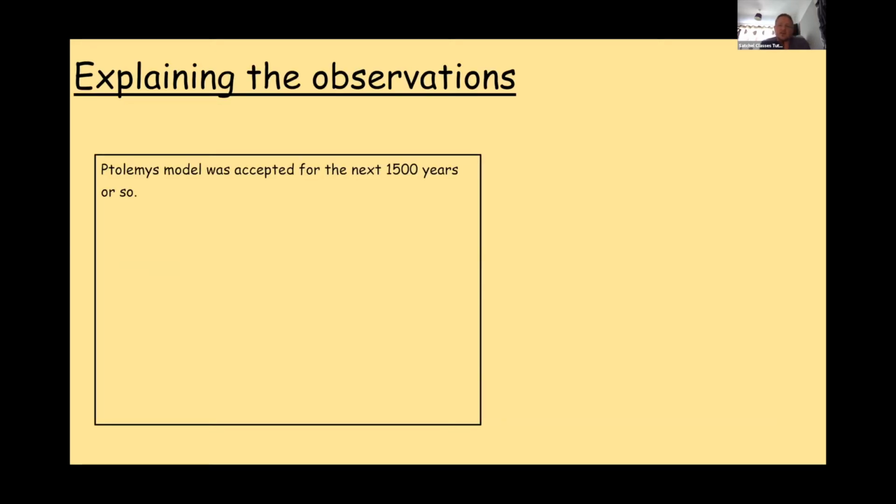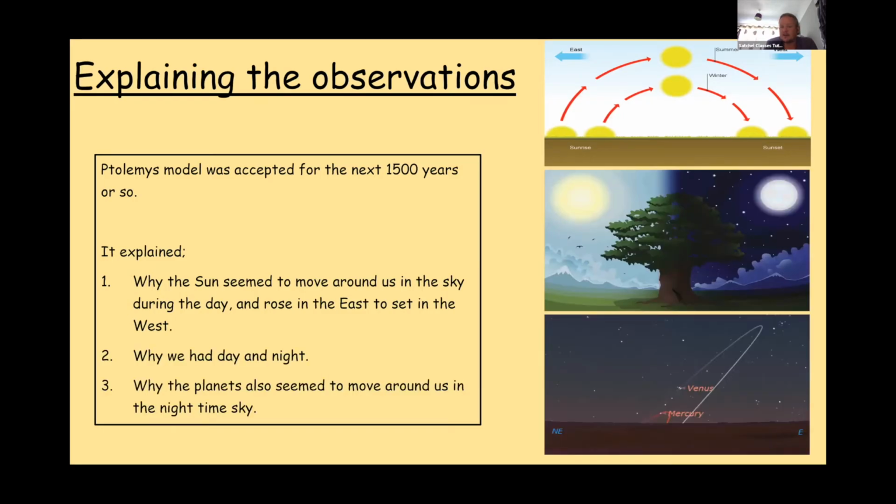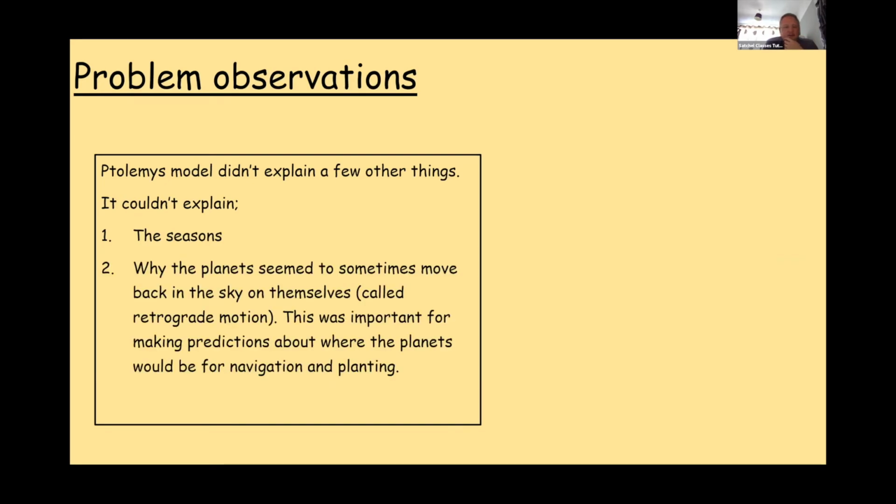Ptolemy's model was accepted for the next 1500 years or so. It explained why the sun seemed to move around us during the day, rose in the east and set in the west, why we had day and night, and why the planets moved in the sky. But there were problems with some of these observations. It didn't explain the seasons. It couldn't explain why we had autumn, winter, summer, spring. It also didn't explain why the planets sometimes seem to move back in the sky on themselves. This is called retrograde motion. This was important for making predictions about where the planets or stars would be for navigation and planting.